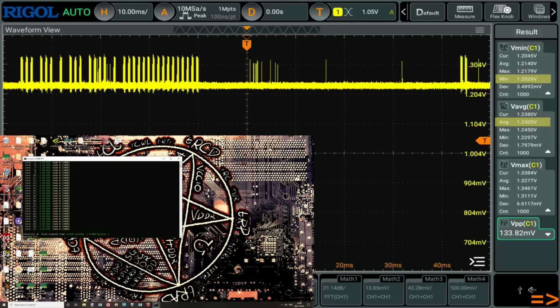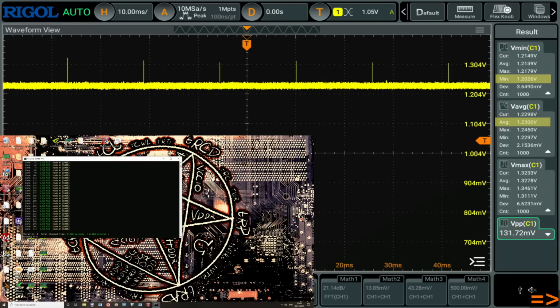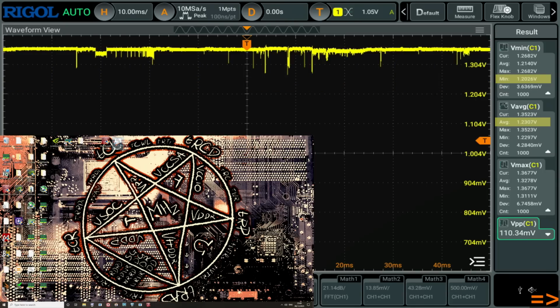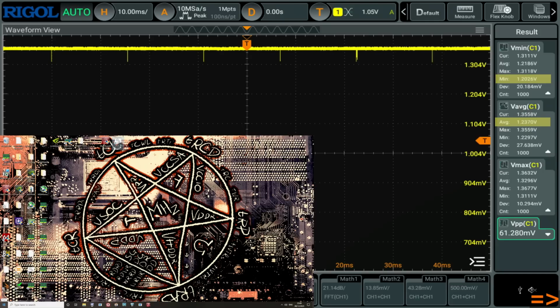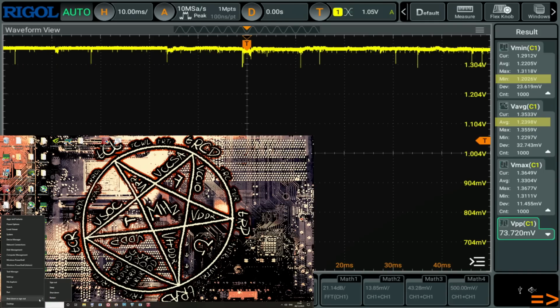And if I move the mouse, we see minimums of around 1.2. So we go from like 15 millivolts to like 30 millivolts of undershoot. That is a very solid result. I think you could make the argument for using mode 7 instead of mode 8.